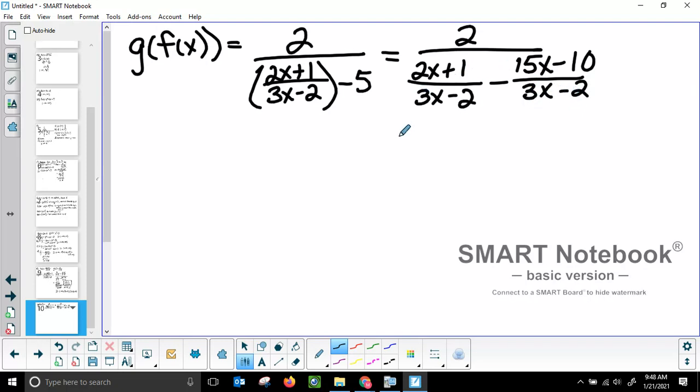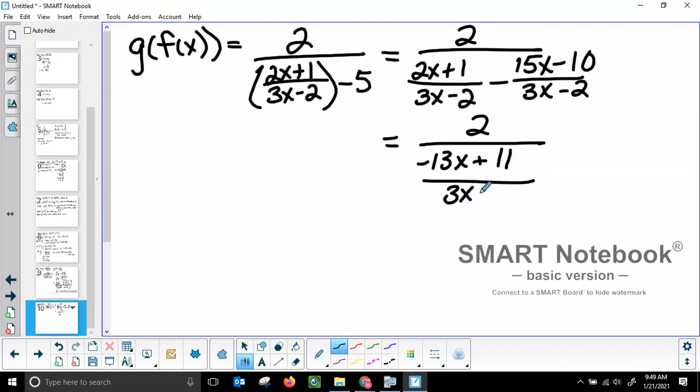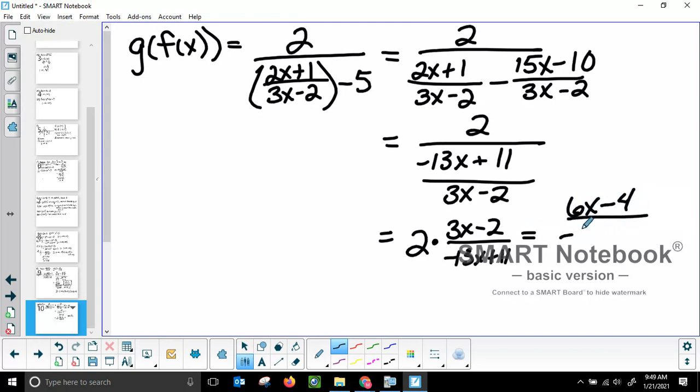Okay, well now these have common denominators, so I can combine that. 2x minus 15x is negative 13x, and 1 minus negative 10 is positive 11. All right, well, when we're dividing by a fraction, we can keep the top and change this division to a multiplication and flip the bottom. So 3x minus 2 over negative 13x plus 11. And when we do that, we will get 6x minus 4 over negative 13x plus 11.